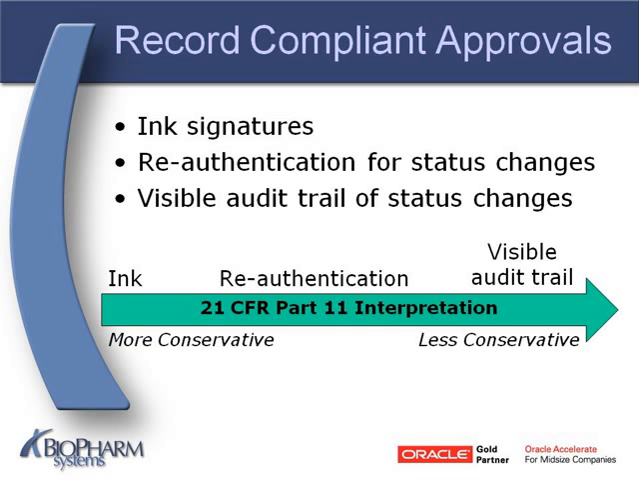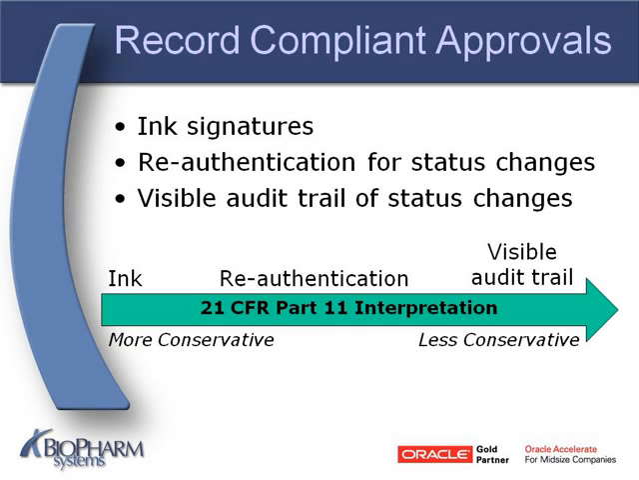The second is re-authenticating for status changes. So anytime a status is changed within this electronic record, we require the user to re-authenticate themselves using their username and password. And the third is including a visible audit trail of status changes within the trip report. So anytime the status does change, we create an audit trail record and put it into the approval history of that particular electronic record.